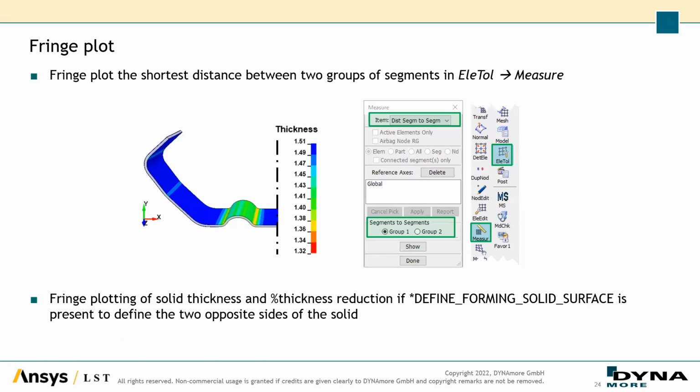In element tools measure, you have also other fringe plot options. Fringe plot the shortest distance between two groups of segments. And fringe plotting of solid thickness and thickness reduction expressed as a percentage, if defined forming solid surface is present to define the two opposite sides of the solid.